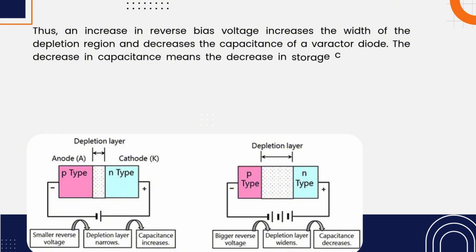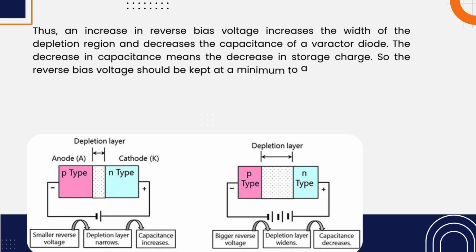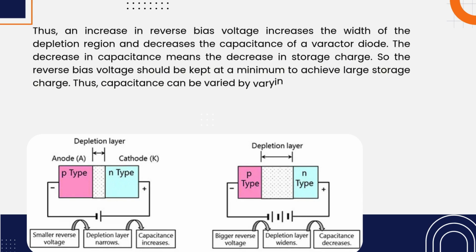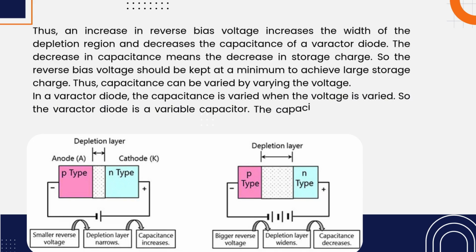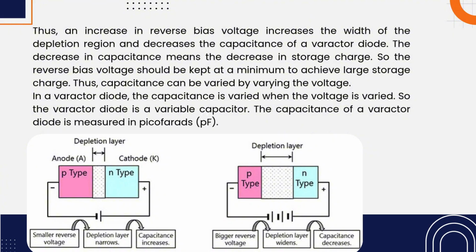So the reverse bias voltage should be kept at a minimum to achieve a large storage charge. Thus the capacitance can be varied by varying the voltage. In a varactor diode, the capacitance is varied when the voltage is varied. So the varactor diode is a variable capacitor. The capacitance of a varactor diode is measured in the picofarad range.